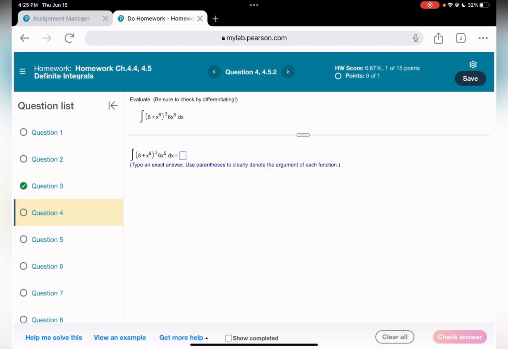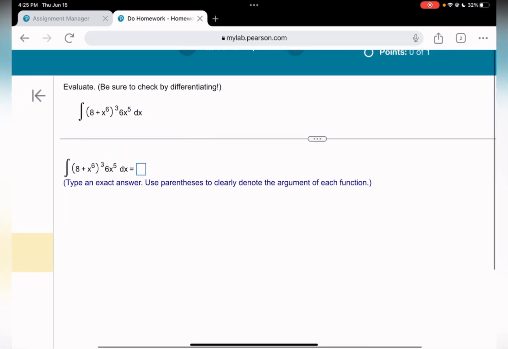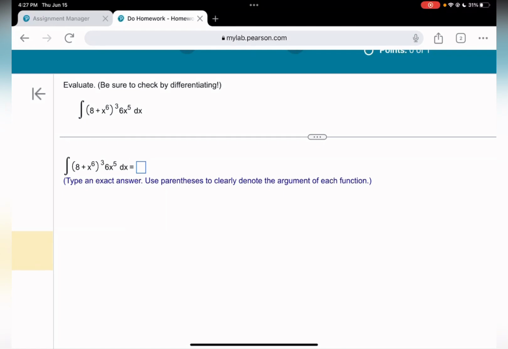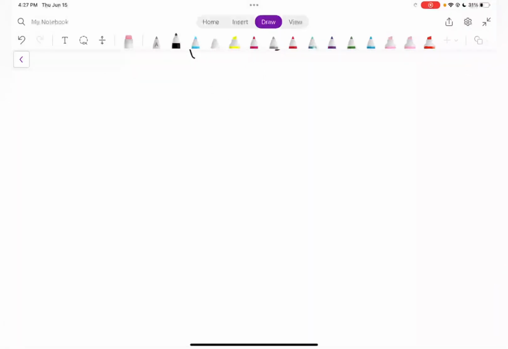Okay, finally. Nice work. Moving to question number 4. We need to evaluate. Okay? So let me take the picture of this. We are going to use different methods here. So it says evaluate, and we have multiplication. So what do we have? We have the integral of (8 plus x to the 6) cubed and 6x to the 5 dx.